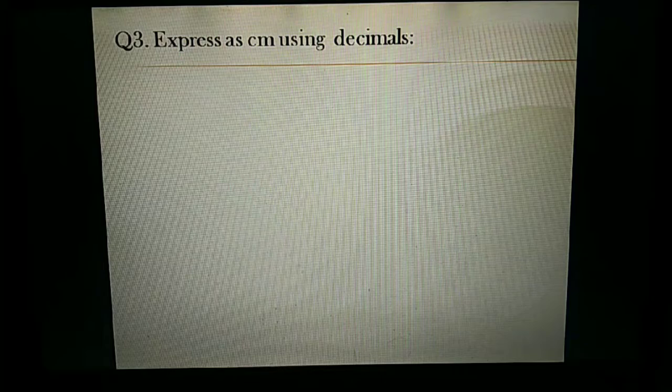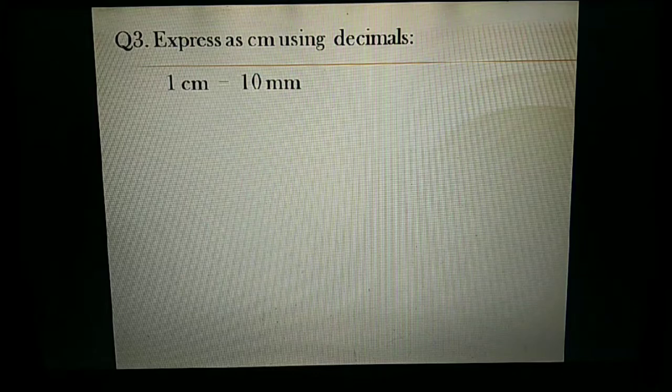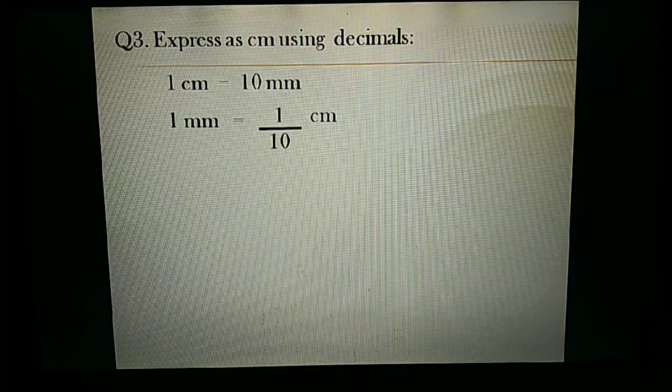The values are given to you in millimeter. The conversion is 1 centimeter means 10 millimeter. So 1 millimeter means 1 upon 10 centimeter. There is only 1 zero in the denominator, so we will put a point after 1 digit from right. The value in the numerator is 1, so the answer is 0.1 centimeter. So to convert millimeter into centimeter, we will put a point after 1 digit from right.